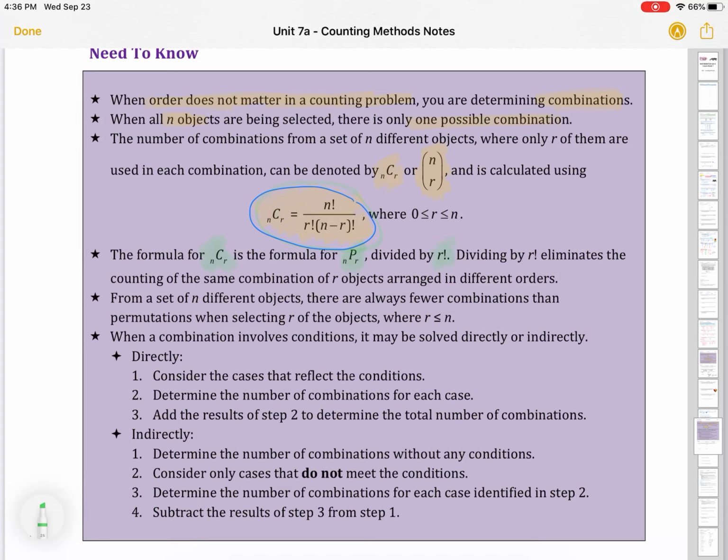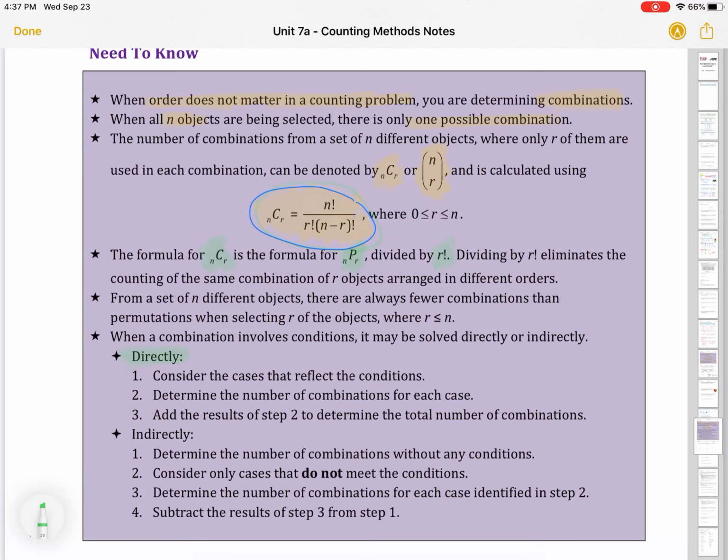The formula for nCr is the formula for nPr divided by r factorial. Dividing by r factorial eliminates the counting of the same combination for r objects arranged in different orders. So when you divide your permutation by r factorial, then order doesn't matter. From a set of n different objects, there are always fewer combinations than permutations. So combinations are always going to be smaller than permutations.